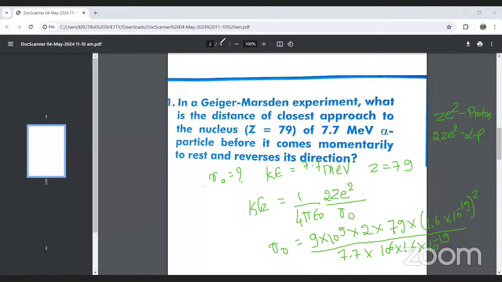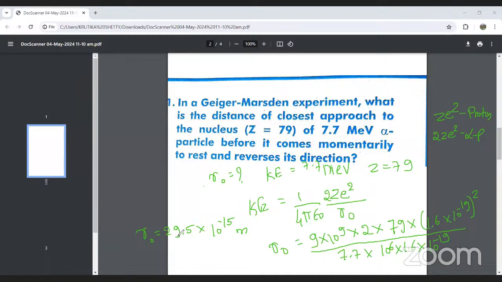Yes, 295 into 10, it is 2 plus 3. Check the power a little. So if we simplify this, the R naught value is 29.5 into 10 to the power of minus 15 meter. So check the power later. Otherwise, you should get it as 295.4 into 10 to the power of minus 16. So just check the power later.